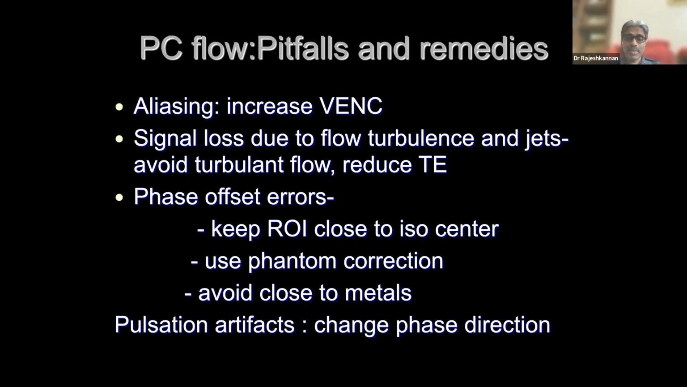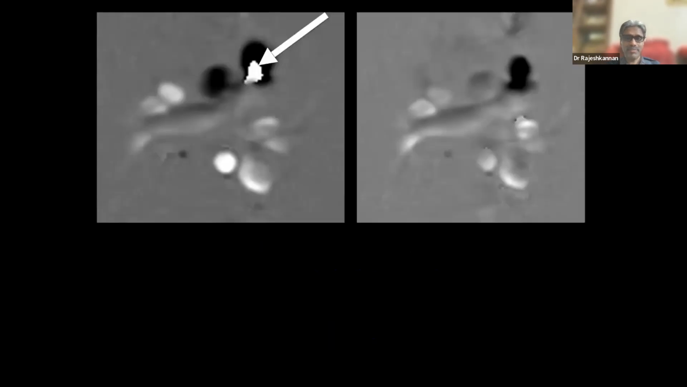And wherever there is a pulsation artifact, you can change the phase encoding direction. You can just switch the phase and the frequency direction to get away with the pulsation artifacts.